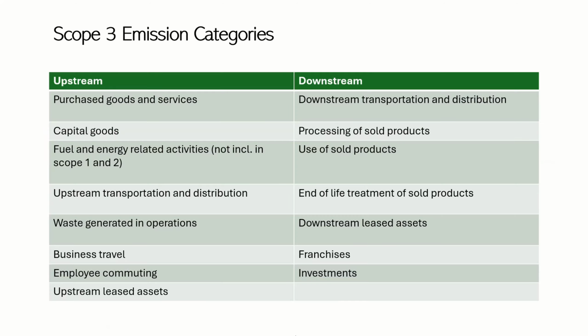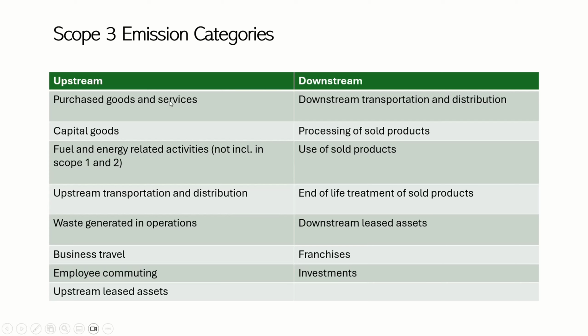Now the GHG protocol divides the Scope 3 emissions into two groups and 15 categories. The two groups are upstream and downstream emissions. There are 8 categories under upstream and 7 under downstream. This table displays the business's upstream and downstream activities and the 15 categories of the Scope 3 emissions. The upstream emissions come from the production of your products and services, whereas the downstream emissions come from the use and/or disposal of these goods and services.